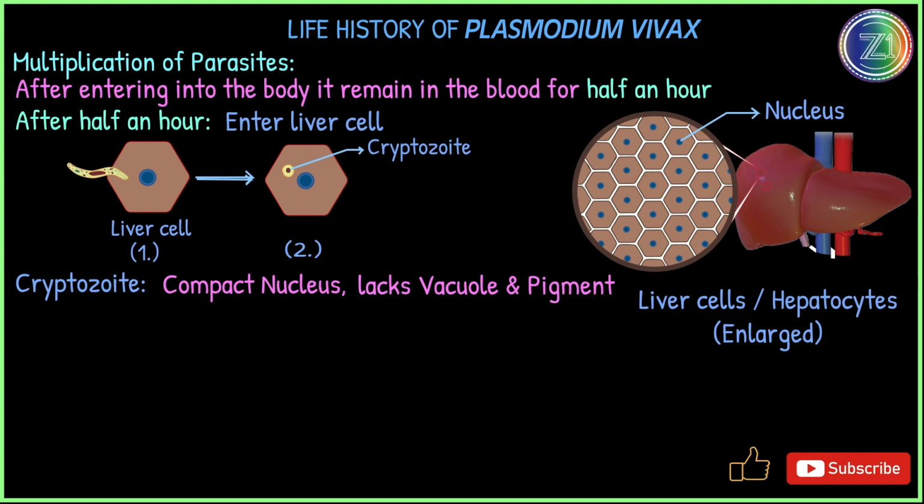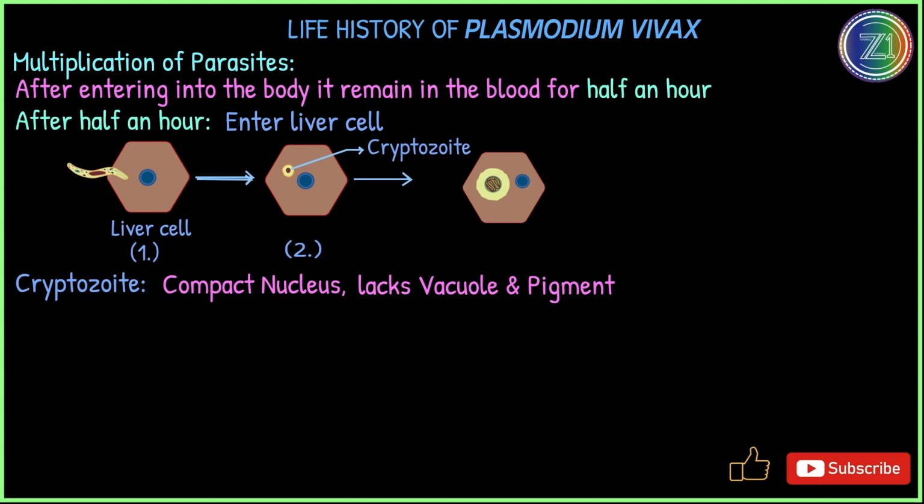In the third stage, what happens? The nucleus moves towards one side, right? Within the cryptozoite there is cytoplasm also, and the cryptozoite feeds on the cytoplasm and becomes a rounder body. Again it has a nucleus in between, but now you can see the size has increased and the nucleus has been displaced to one side.